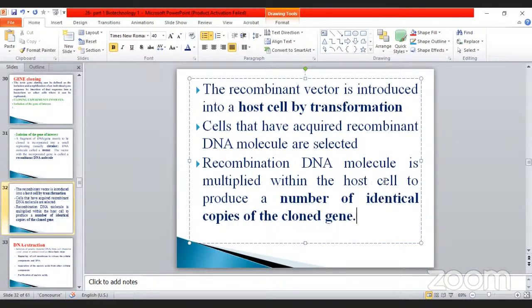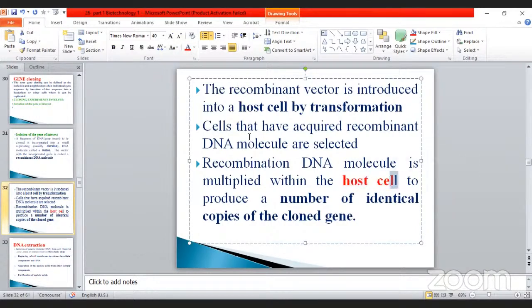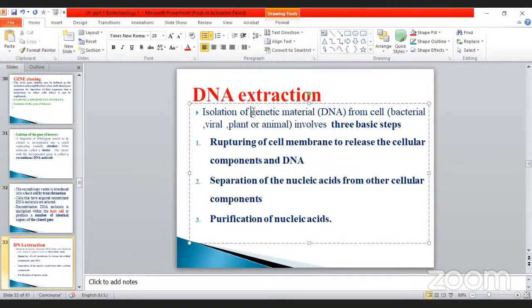The host cell is very, very important. Without the host, what happens? The process will not be completed. This is very, very important. Okay. After that, what are the processes which occur? First of all, gene cloning is a technique. How will it happen? See, these are the steps. There are 3 basic steps involved in the DNA cloning technology.